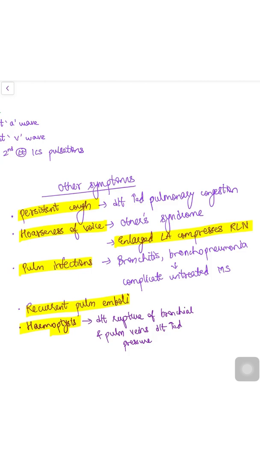There can be a recurrent pulmonary embolism. There can be systemic embolization. Sometimes the patient can present to you with a systemic embolization as a presenting feature of mitral stenosis because of the LA thrombus, right? And hemoptysis occurs because of the rupture of the bronchial and the pulmonary veins due to the increased pressure.